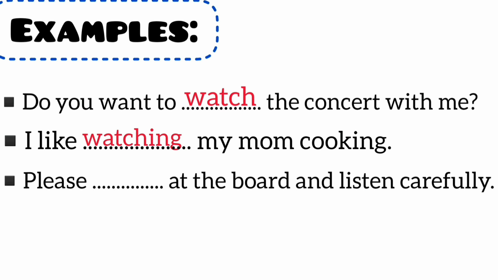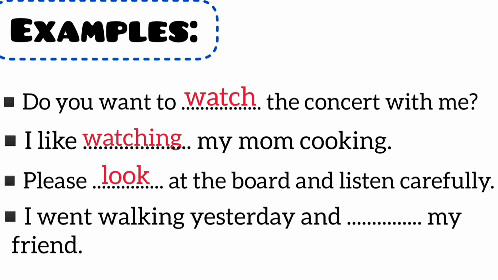Next, please blank at the board and listen carefully. The answer is look. Please look at the board and listen carefully. And the last one. I went walking yesterday and blank my friend. The answer is see. So, I went walking yesterday and saw my friend.